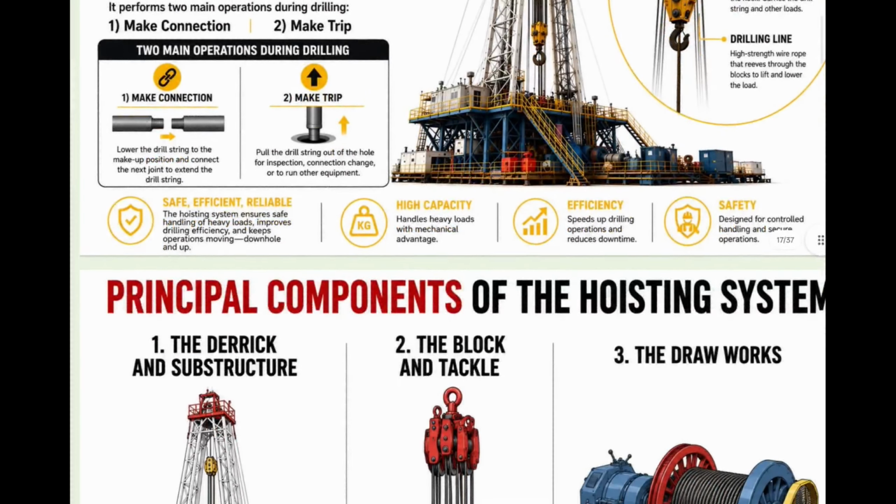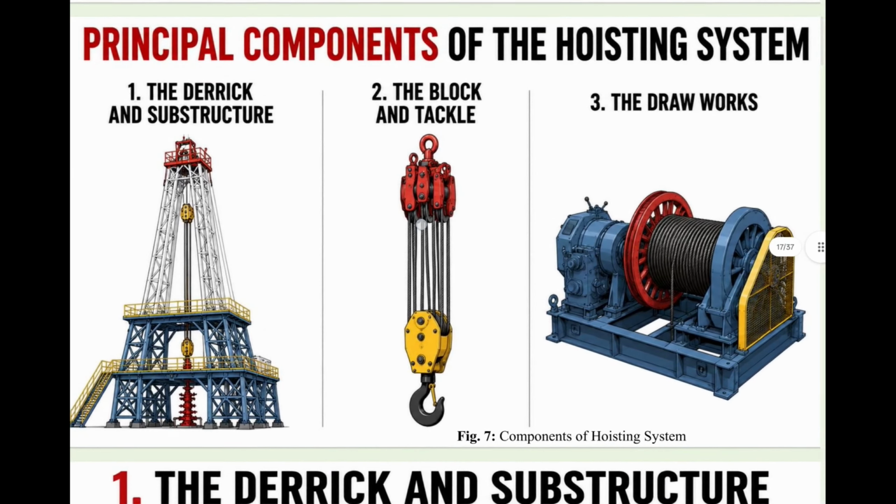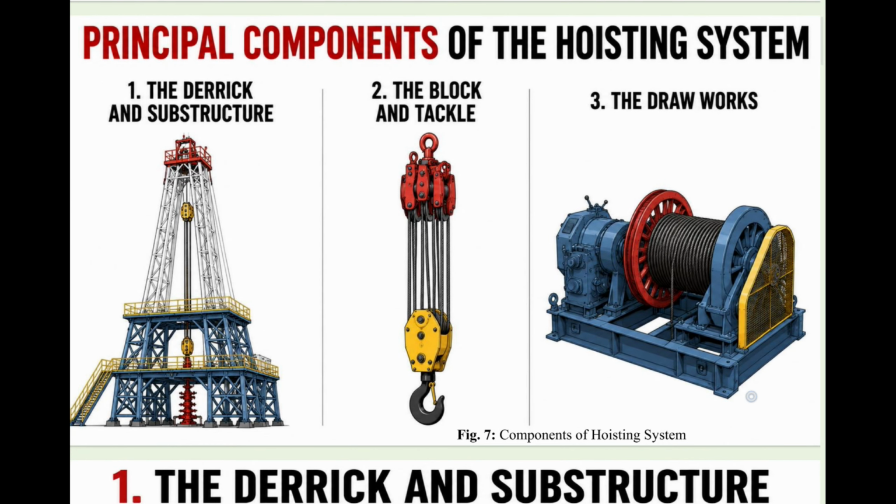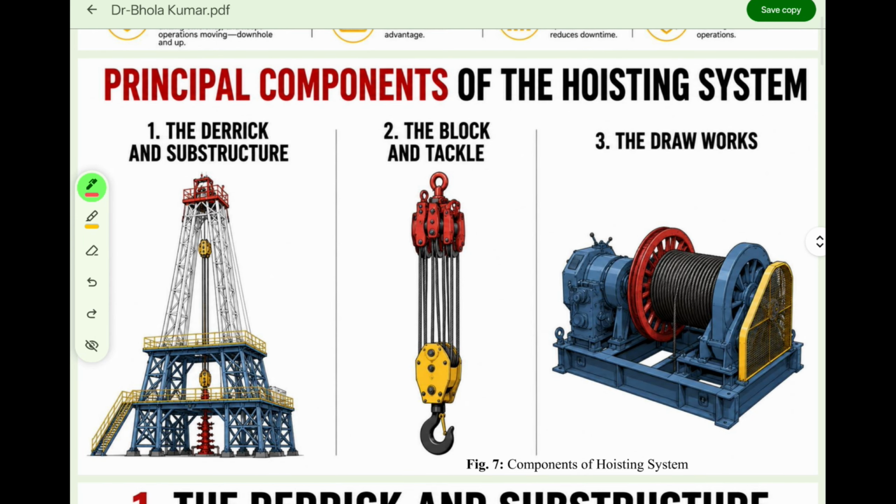Let's move to the main components. These three are the main components of a hoisting system. What are those things? The first one is the derrick and the substructure. We will discuss what a derrick is, what a substructure is, and why it is used. Then there is the traveling block, which is also called the block and tackle system. The next one is the drawworks. We will discuss each and every component in detail.